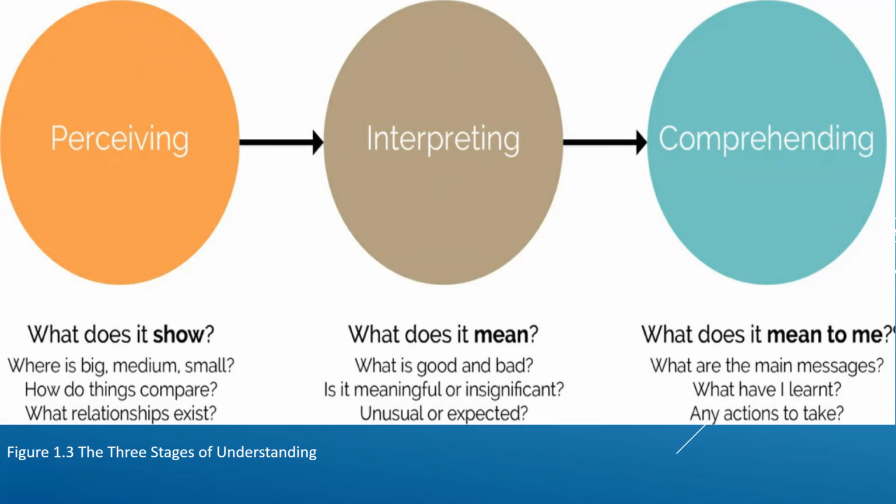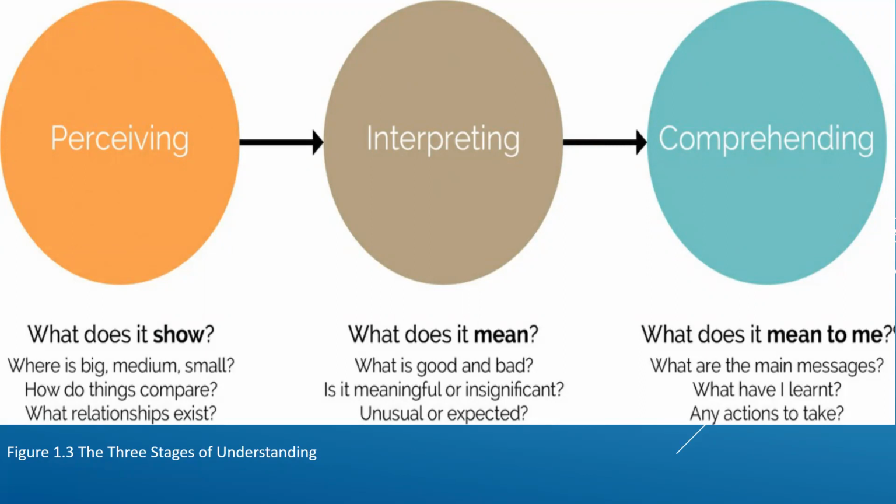So perceiving, what does it show? It means that I want to know what I'm seeing. Where's the big, the medium, and the small data, how things are being compared, how to compare them even, and what's the relationship that exists between the types of data that I'm dealing with.